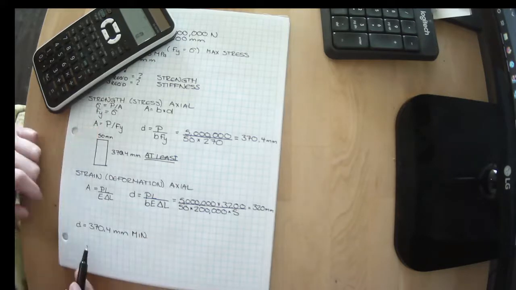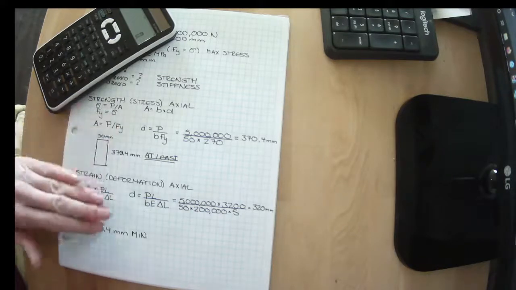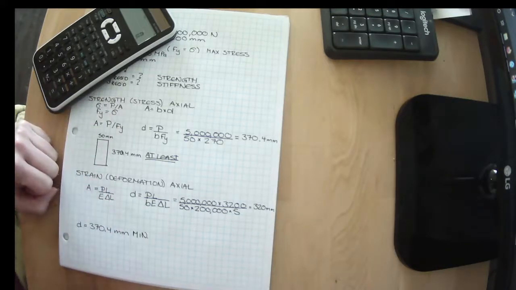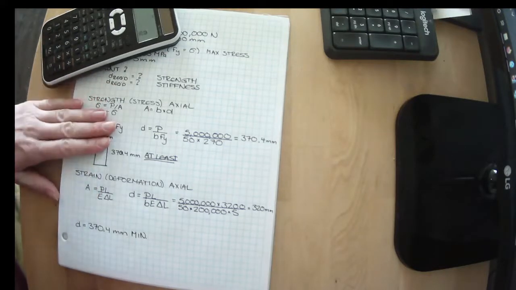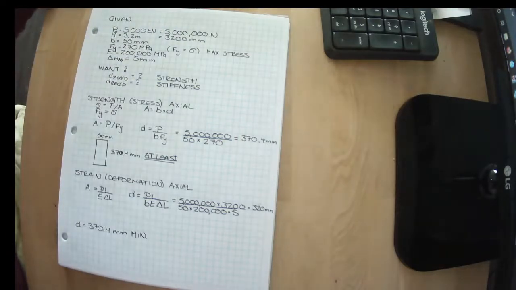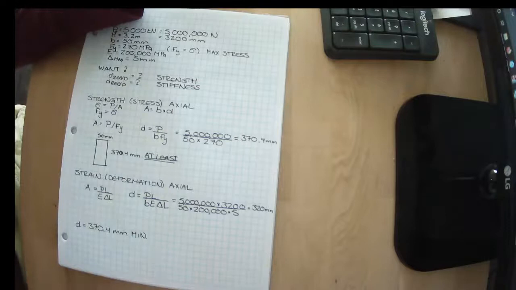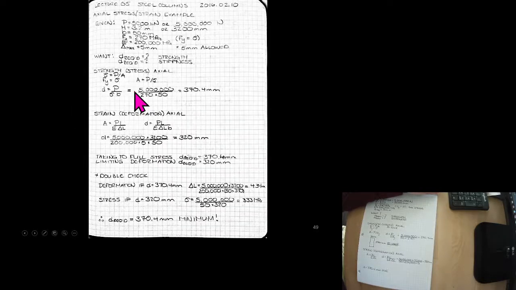min. Maybe they want to use 375 because it's a nice round number. That would satisfy both of these criteria. Picking 350 would satisfy our deformation criteria, but not our strength criteria. And we need to meet both of those things to work. So it's very important to check both of those. And if you want, you can see that worked out here again, matching all of the information I calculated right here.